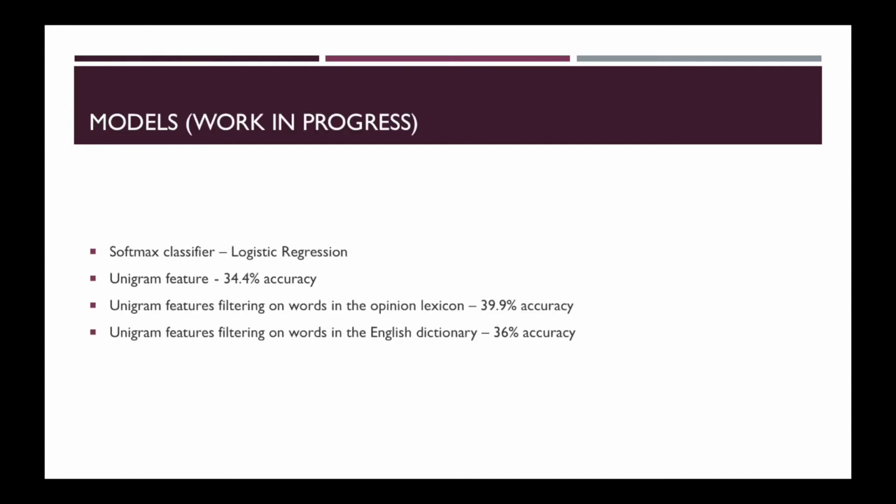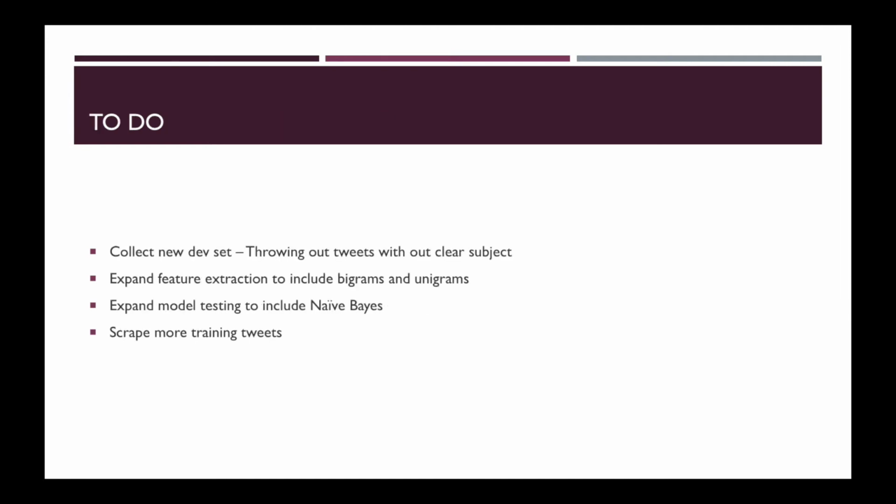For the time being, my model testing has been confined to logistic regression classifiers. Using unigram features, this model achieved an accuracy of 34.4%. By filtering unigrams on words included in the opinion lexicon, this accuracy rose to 39.9%. When filtering unigrams on words included in the English dictionary, the model was 36% accurate. These accuracies were much lower than the baseline model, mostly due to the fact that the model was almost never able to correctly classify very positive or very negative tweets.